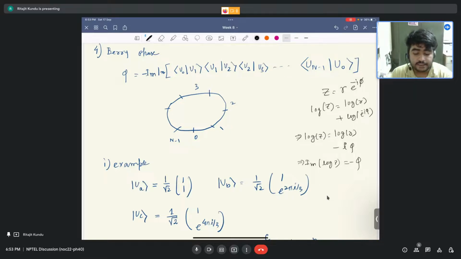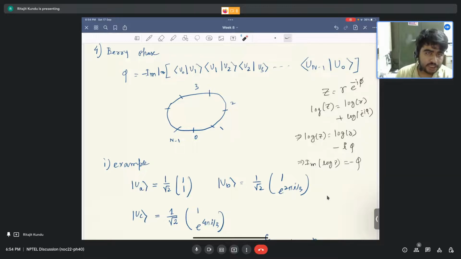What this quantity does is it accumulates all of the phase differences that you can have while traversing the path. It accumulates all of the phases and gives you just the phase it gains during a cyclic evolution in some parameter space. So this is what Berry phase tells you.